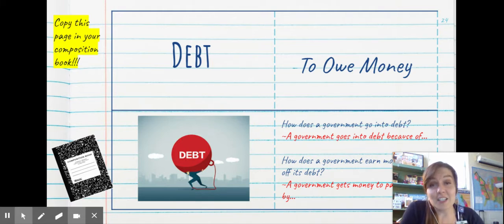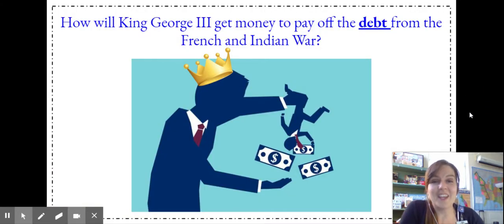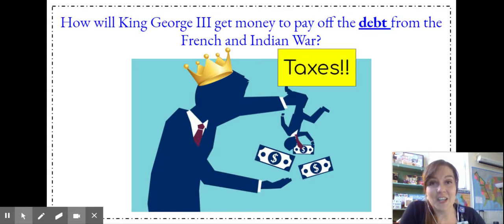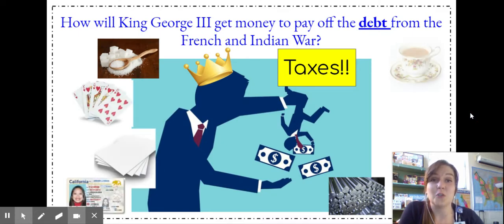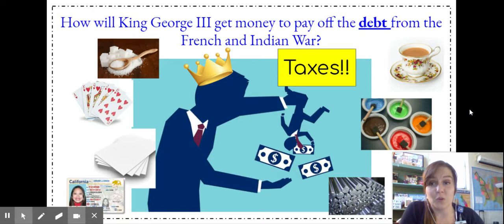So the king and his parliament had to decide, how are they going to pay off this debt? How is the English government going to make money in order to pay off that debt? Well, the answer is how any government earns money to pay off a debt, and that's that they create taxes. So the king looked for all sorts of different items to tax in order to have the colonists pay for the cost of this war. He's going to tax sugar, playing cards, tea, paint, lead, glass, licenses, any sort of thing he could think of that he could put a tax on to make money as quickly as possible back for himself and the government.